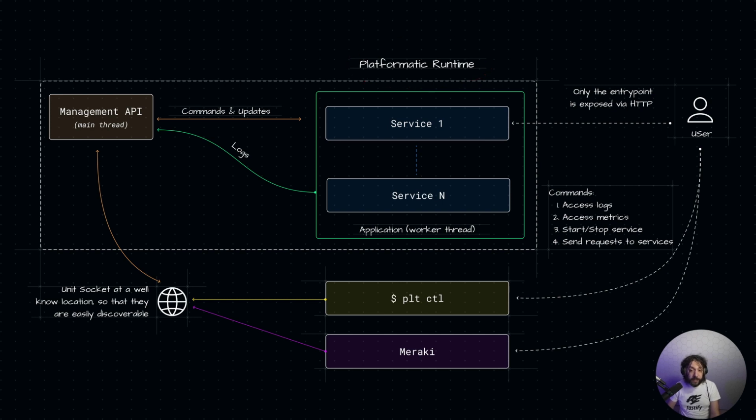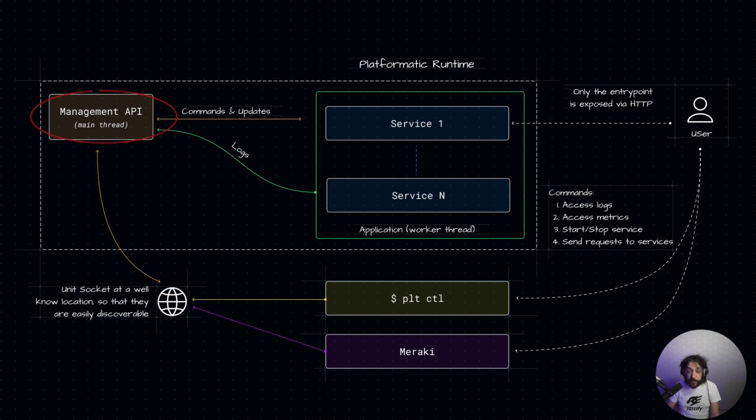But if you need to communicate with one of those internal services, and these can be, I don't know, hundreds of them, how can you communicate? Well, there is a management API running in the main thread of your Node process that exposes a Unix socket. There are a couple of ways in which the user can access it: one is using the PLT CTL command, or using Meraki directly.